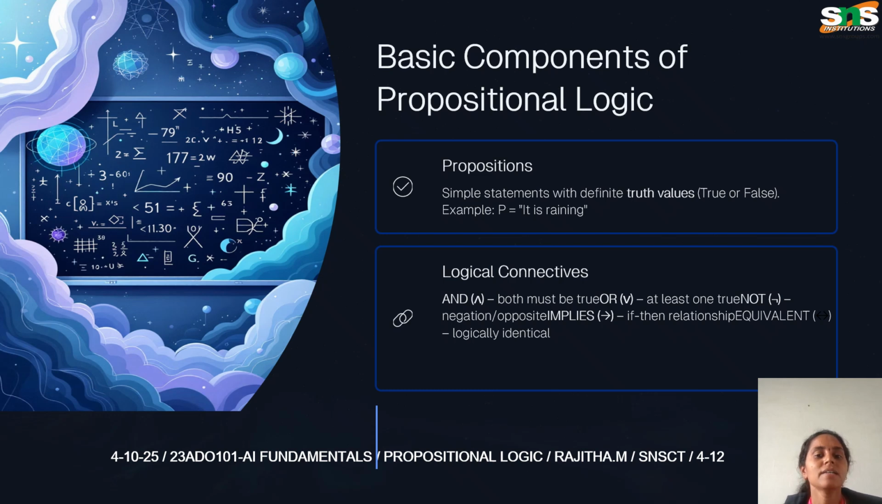propositions and logical connectors. Propositions are simple statements like "it is raining", which have a definite truth value. Logical connectors are operators like AND, where both must be true, OR, where at least one is true, and NOT, which negates a statement. Implies means an if-then condition, and equivalent means both mean the same thing. Example: if P is "it is raining" and Q is "the ground is wet," then P implies Q means if it is raining, then the ground is wet.